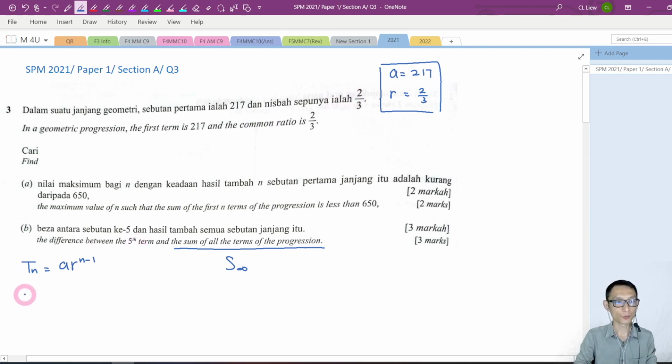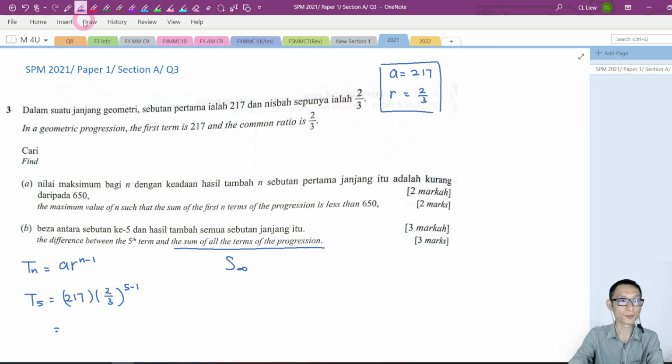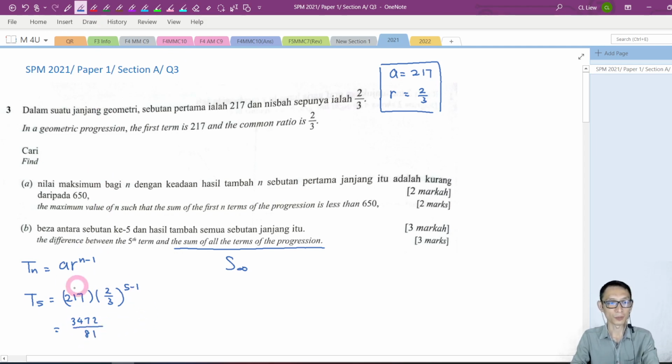So the fifth term will be: A is 217, R is 2 over 3, and n is 5. Just press your calculator: 217 times 2 over 3, raised to the power of 5 minus 1, which is 4. You will get 3,472 divided by 81. We just stop here first.